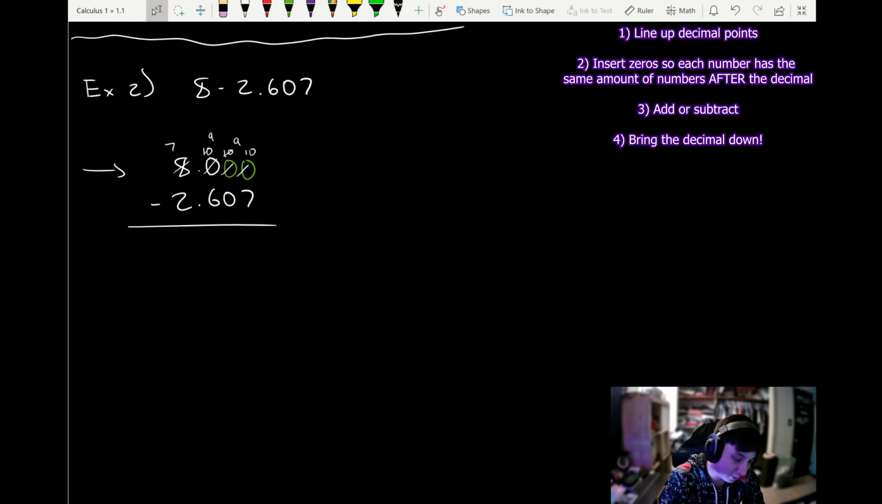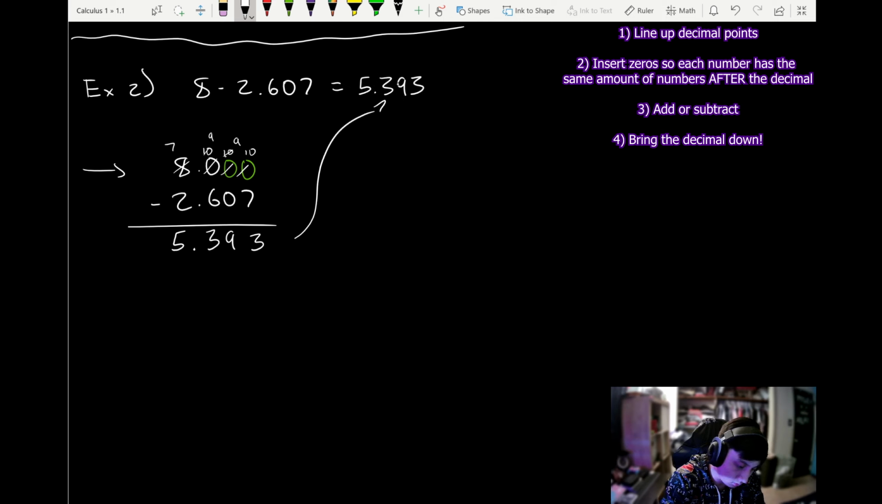So we subtract now, right? 10 minus 7 is 3. 9 minus 0 is 9. 9 minus 6 is 3. And 7 minus 2 is 5. And the last step is to carry the decimal straight down. Cool. And now we're done. And now you can try one.